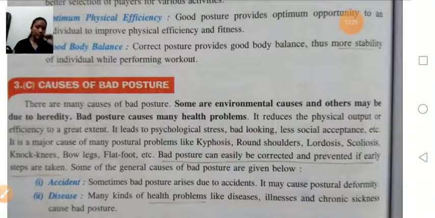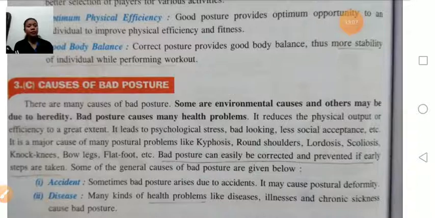Bad posture causes many health problems. It reduces the physical efficiency of the person. It leads to psychological stress. If the person has bad posture, then he will have stress, a bad appearance, and less social acceptance. The society will not accept him, etc. It is a major cause of many posture problems.